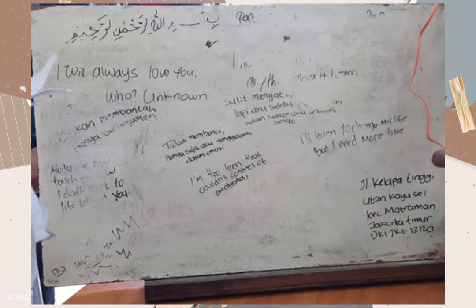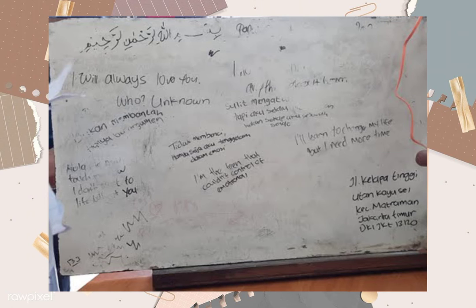Another sentence that can be found on this whiteboard is, "I'm the thing that couldn't control of emotional." This sentence can indicate that the writer is emotional and cannot control her emotions. The third sentence is written in Indonesian. "Tidak membenci, hanya saja aku dalam emosi." The sentence describes that there is someone from outside who tries to tell her about her emotion, but she denies it.